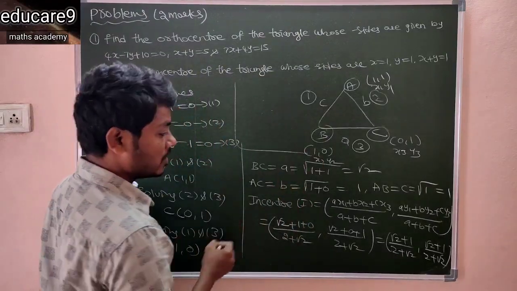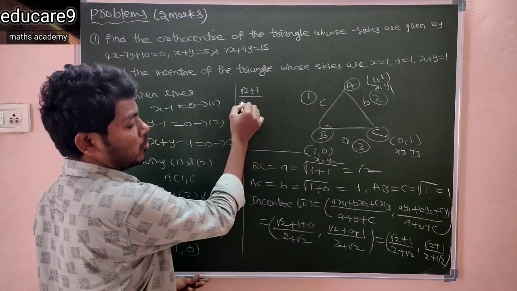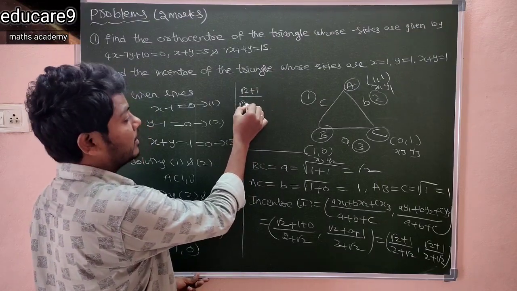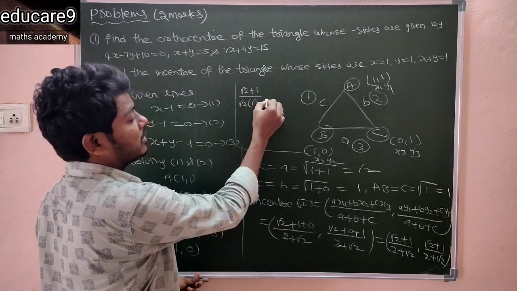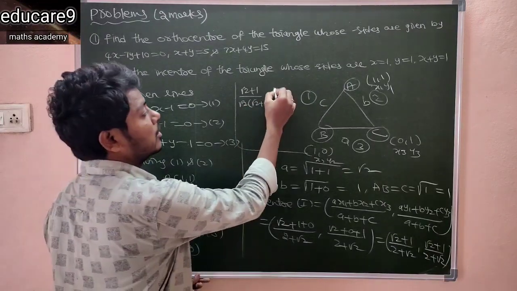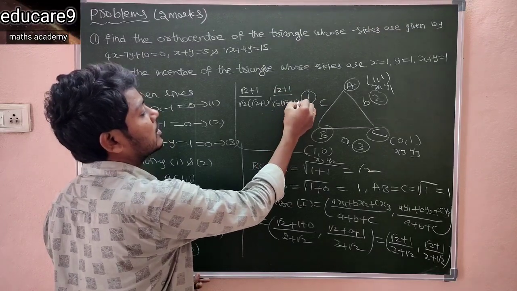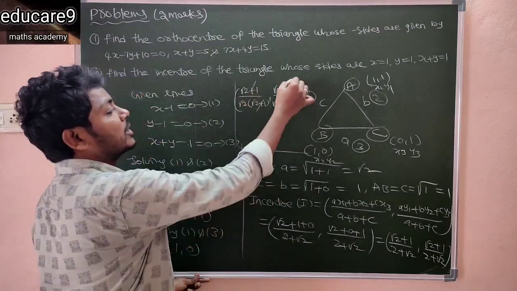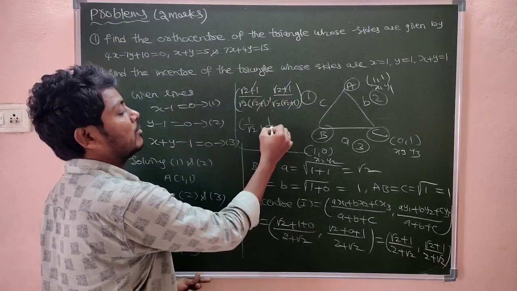So see here, root 2 plus 1 by root 2 is common. You will get root 2 plus 1, comma, again root 2 plus 1. Root 2 is common, root 2 plus 1. Root 2 plus 1 and root 2 plus 1 get cancelled. You will get 1 by root 2, comma, 1 by root 2.